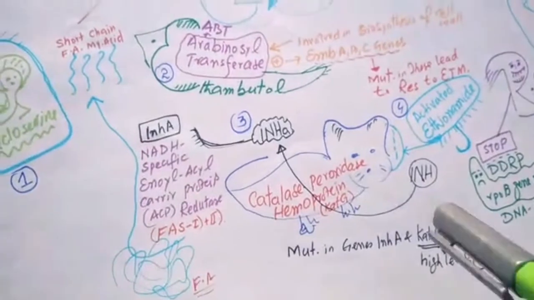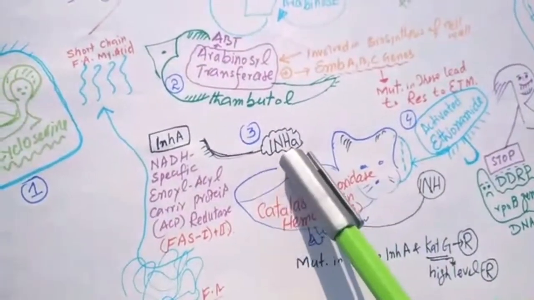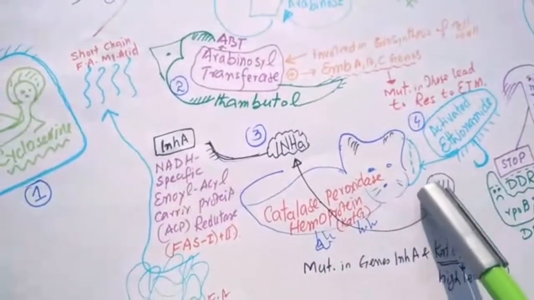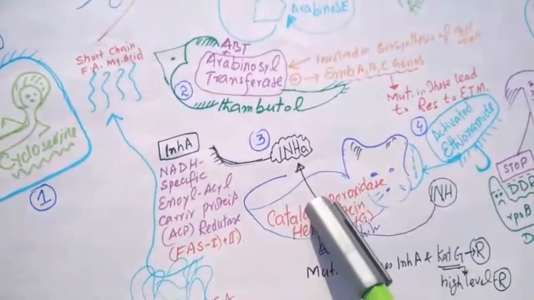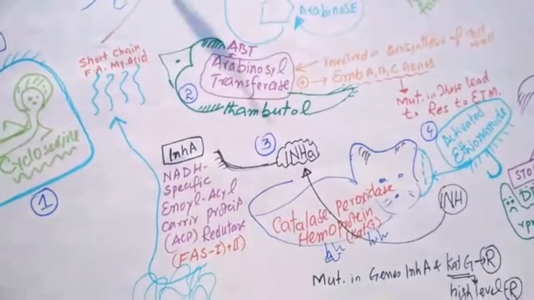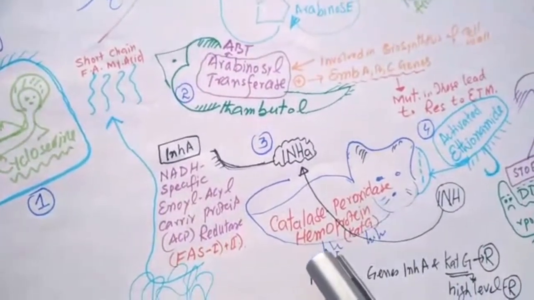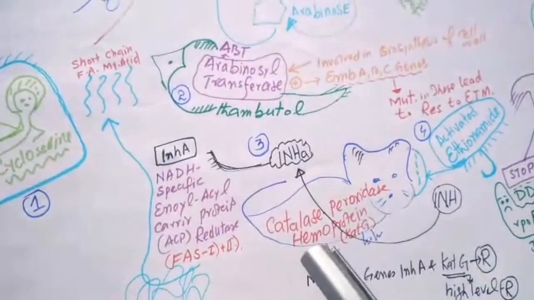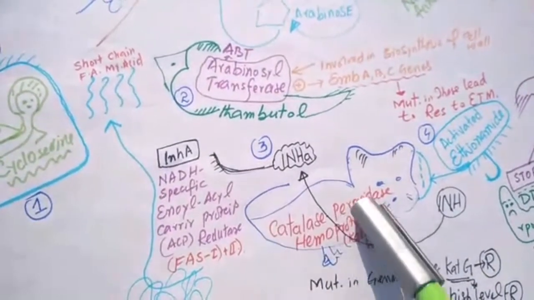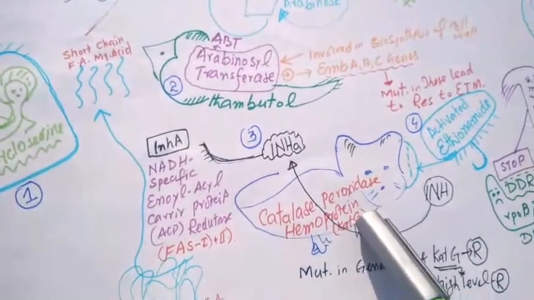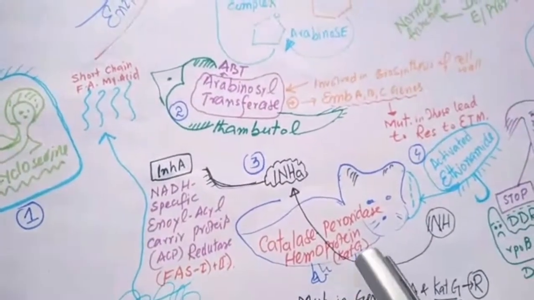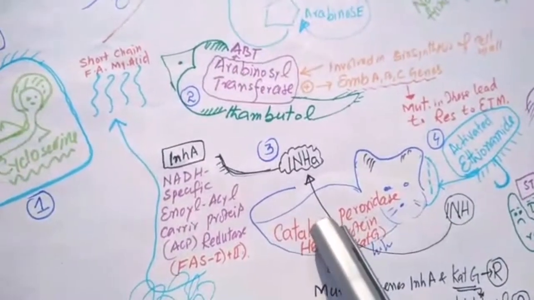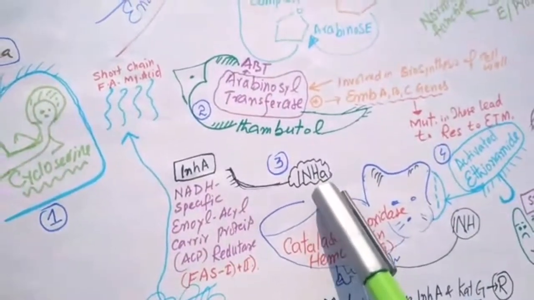The third drug is INH, isonicotinic acid hydrazide. This is a prodrug, and it is activated through the KAT-G enzyme, which is known as catalase peroxidase hemoprotein. This catalase peroxidase hemoprotein is known as KAT-G. This activates the INH.